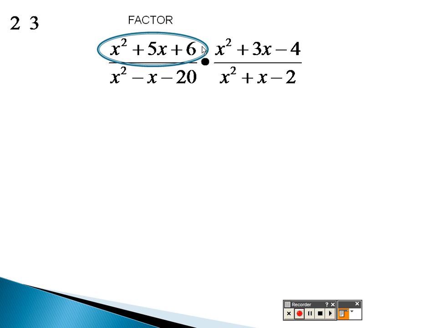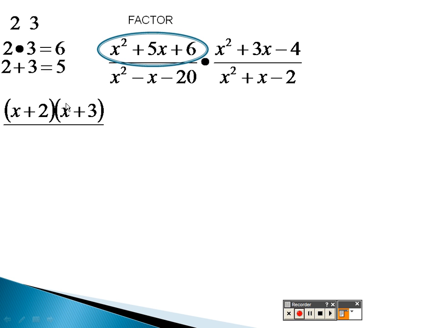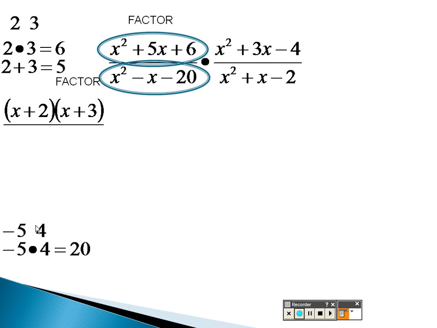So what two numbers multiply to give you 6 that also add to give you 5? 2 and 3, right? 2 times 3 is 6, and 2 plus 3 is 5. So that factors into x plus 2 and x plus 3. This bottom here, what two numbers multiply to give you negative 20 that add to give you negative 1? Negative 5 and 4, right? Negative 5 times 4 is negative 20. Negative 5 plus 4 is negative 1. So we got x minus 5 and x plus 4 there.